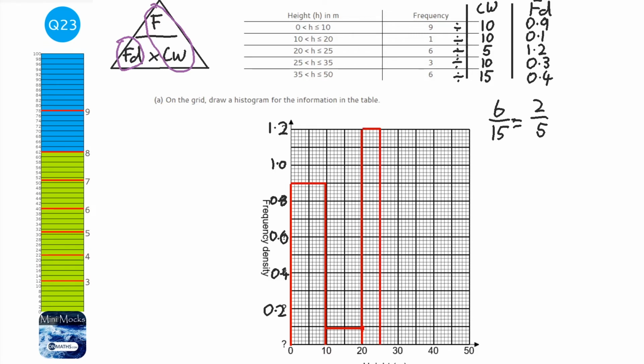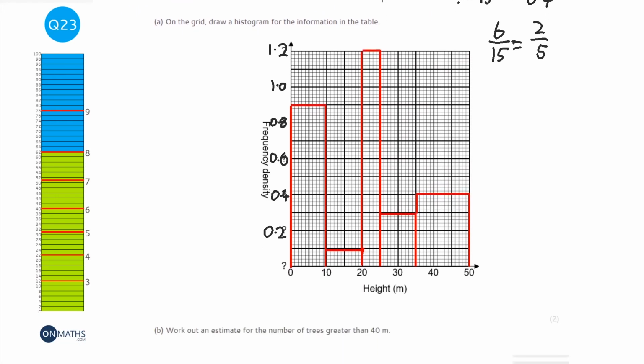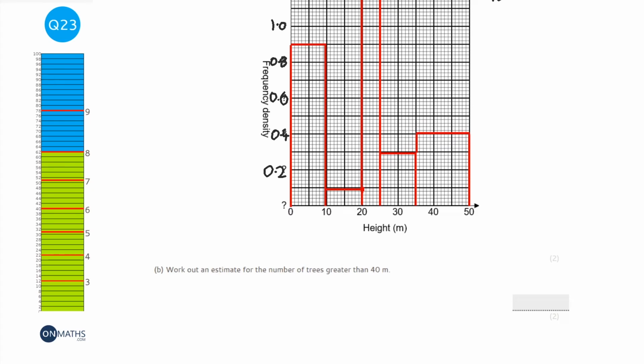Okay, next one, 25 to 35 is 0.3, so that would be there. And last one is 35 to 50 and 0.4. So we go up one, and then we finish that off. Excellent. Okay, so the next question says work out an estimate for the number of trees greater than 40 meters.